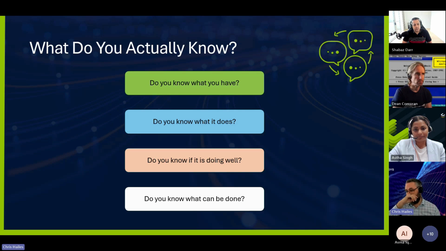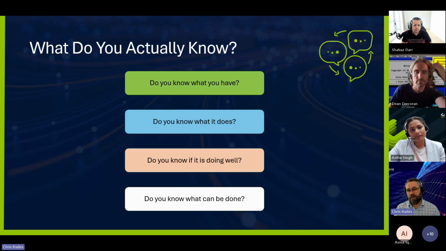So Shabaz, I'm going to flip this a little bit and talk to you and Dean. Where do you see it? How do we create inventory? How do we create an understanding of our landscape with adaptive cloud? How can we achieve that? Maybe Shabaz, you go first, and then Dean, we might ask you the same question.